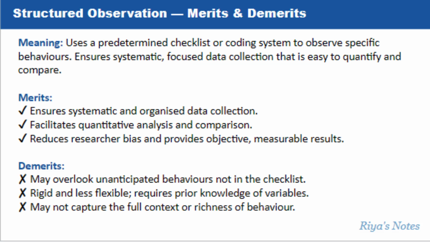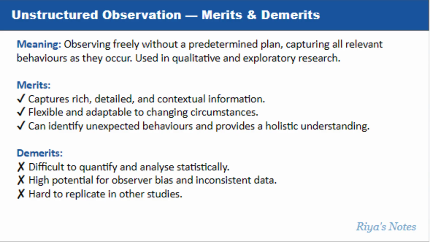Demerits. May overlook unanticipated behaviors not in the checklist. Rigid and less flexible. Requires prior knowledge of variables. May not capture the full context or richness of behavior. Unstructured observation, merits and demerits. Meaning, observing freely without a predetermined plan, capturing all relevant behaviors as they occur. Used in qualitative and exploratory research.